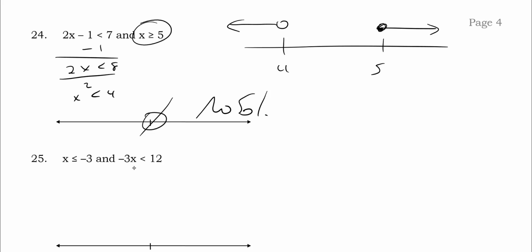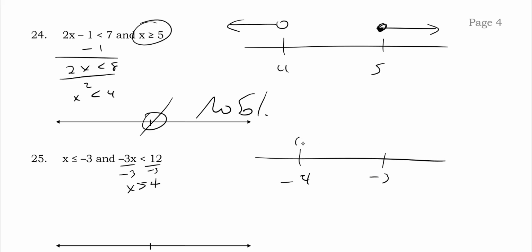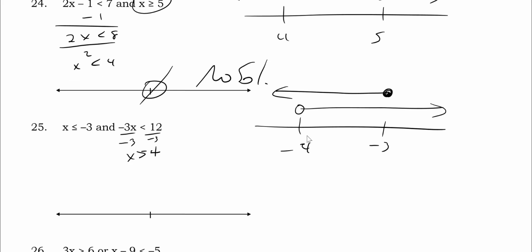Okay, here, let's try another one here. I just have to divide this one by negative 3. Don't forget, when you divide by negative, you flip the inequality sign. So negative 4. So if I graph it again, temporary graph, here's negative 4 and here's negative 3. Greater than negative 4, less than or equal to negative 3. So my answer is between negative 4 and negative 3. So it's between these values.